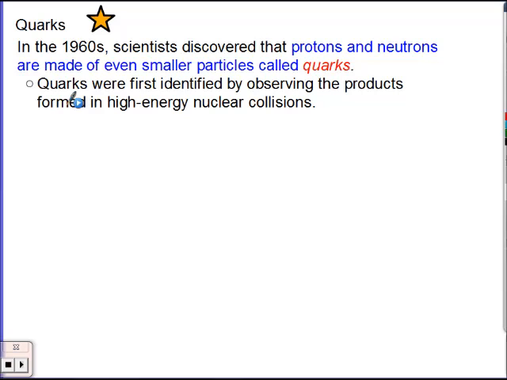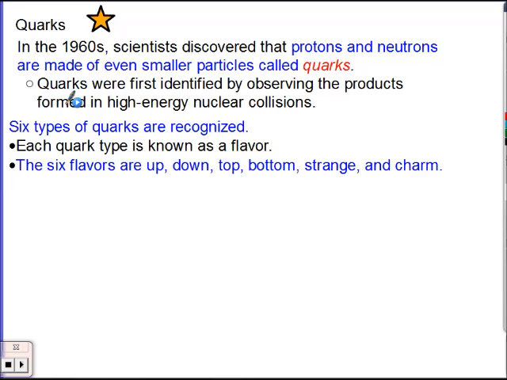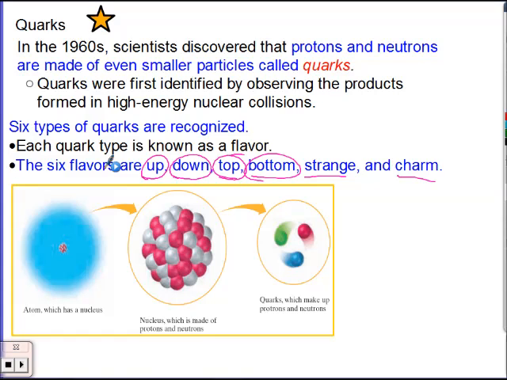They first identified them using the high-energy nuclear collisions you'd find in cyclotrons and synchrotrons, like Fermilab. They've identified 6 types of quarks, and they call each type a flavor for some reason. So the 6 you have are up, down, top, bottom, strange, and charm. Those are the quarks. I'm not sure why they call them strange and charm. They ran out of names, I guess, for directions.